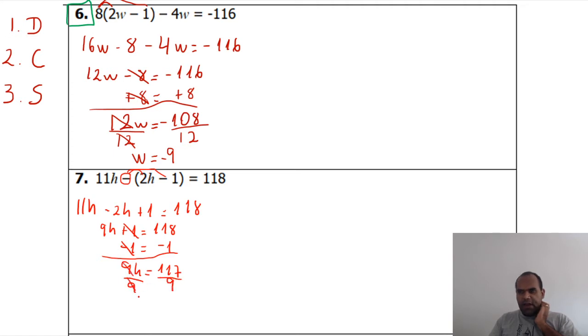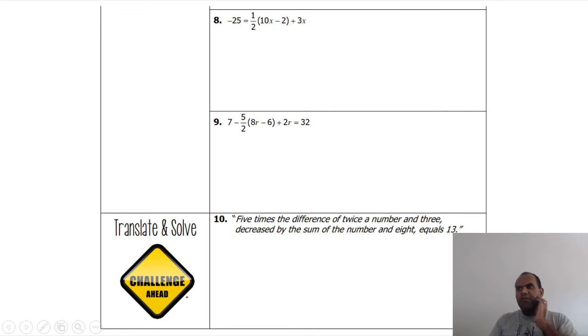9 divided by 9 is 1. x equals 117 divided by 9. As you know, guys, this is 13. Great. That's the answer. We finished number 7. Let's go work here, number 8.